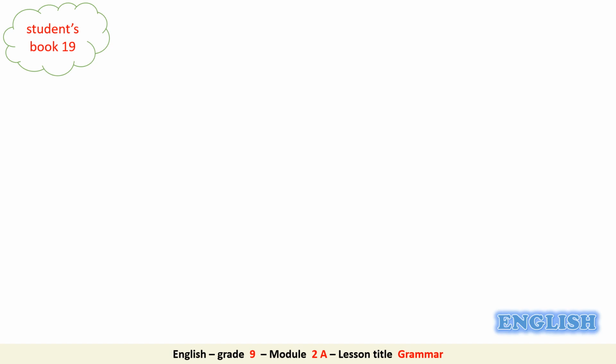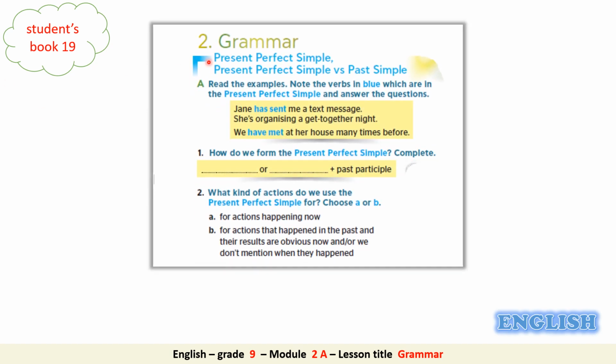Now let's go to Students Book page 19 and study this box. Grammar, present perfect simple. Present perfect simple versus past simple. Read the examples. Note the verbs in blue. These verbs are in the present perfect simple, and answer the questions. Let's start by reading the examples. 1. Jane has sent me a text message. She is organizing a get-together night. 2. We have met at her house many times before.